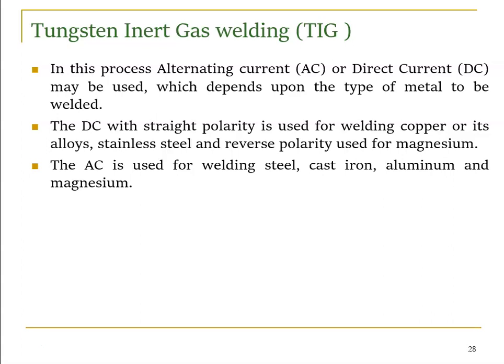DC with straight polarity is used for welding copper or its alloys and stainless steel, and reverse polarity is used for magnesium. So if you use DC, straight polarity is used for copper, stainless steel, etc. If you use reverse polarity, generally it is used to weld magnesium. AC is used for welding steel, cast iron, aluminium, and magnesium. So these are some of the types of tungsten inert gas welding.